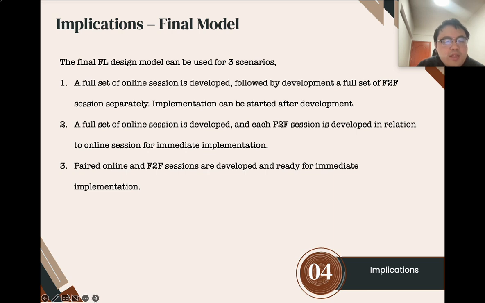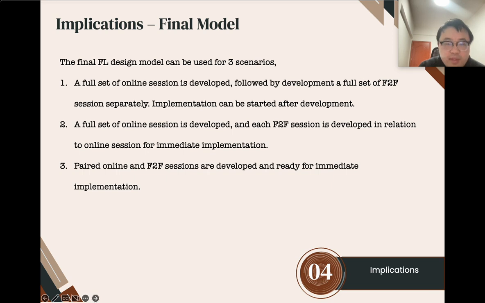So the final FL design can be used for three scenarios. A full set of online session is developed, followed by a development of a full set of face-to-face session that is separate. Then implementation can be started after the development of a separate online session and a separate F2F set of sessions. Yeah.